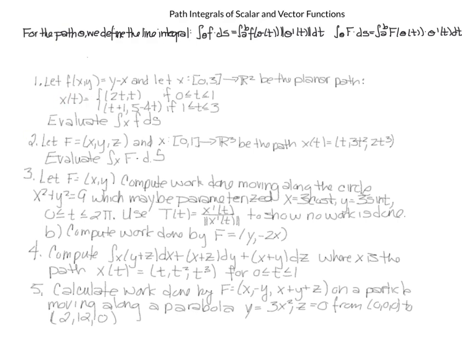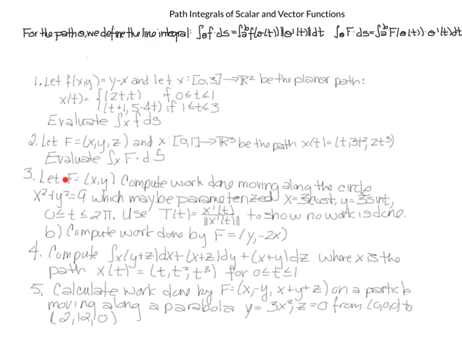The second problem: let big F, this is a vector function, equal (x, y, z), the radial one which we have seen, and let x be the path going from [0, 1] to R3, given by x of t equals (t, 3t squared, 2t to the third). So we want to evaluate the line integral of capital F along the path x.